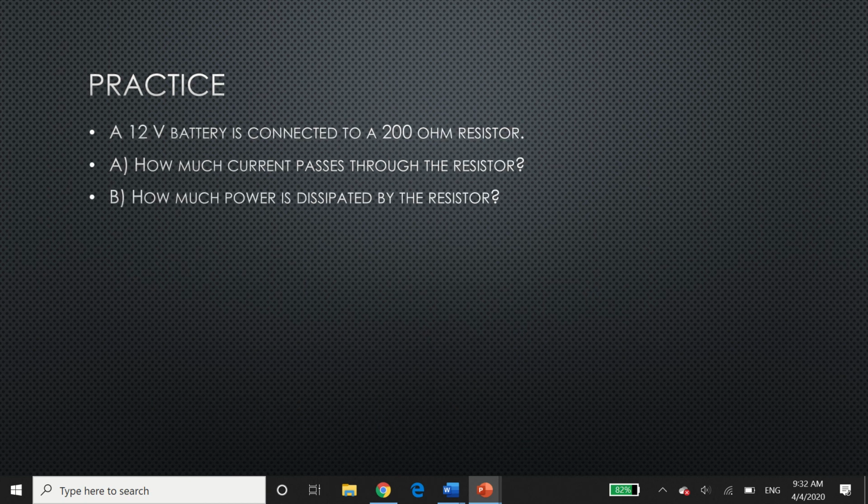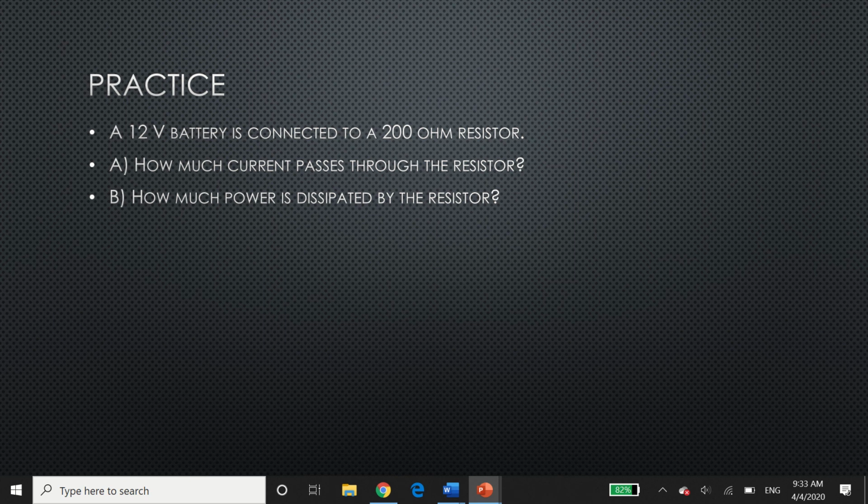Cool, let's go ahead and take a look at another practice problem, but this time we are dealing with power, practicing using current and those equations that relate current and power. So we have a 12-volt battery connected to a 200 ohm resistor. We want to know how much current passes through the resistor.